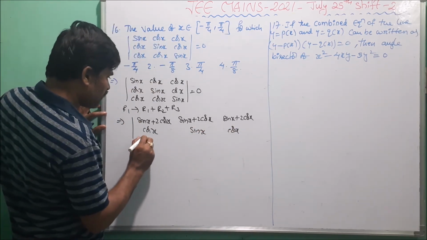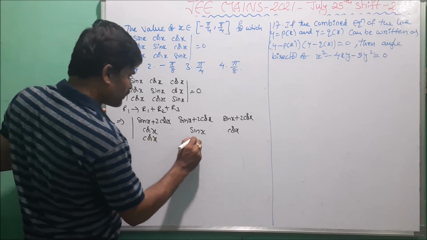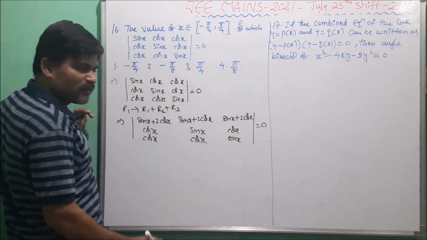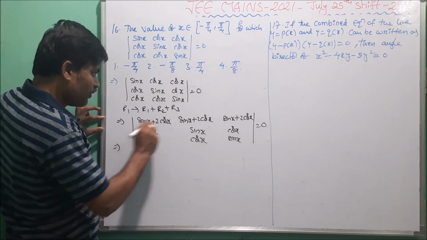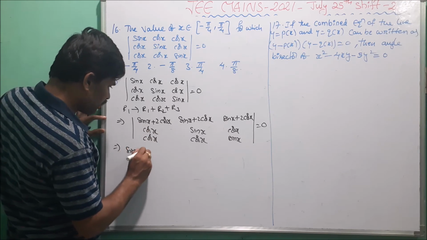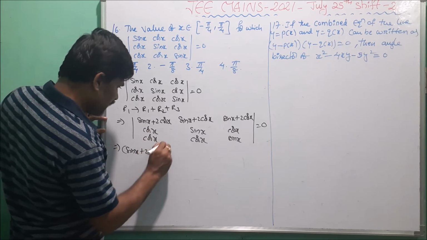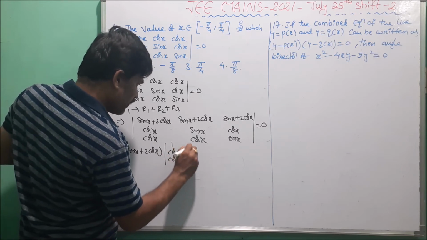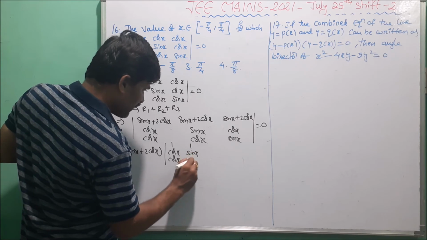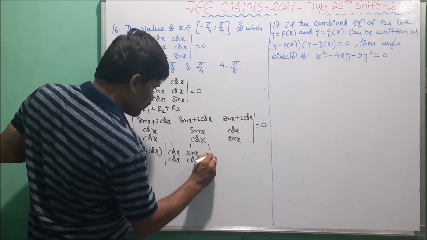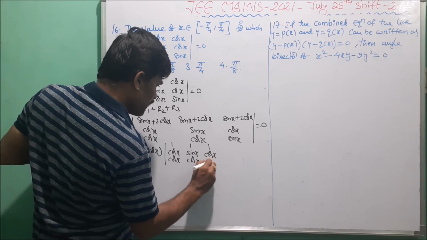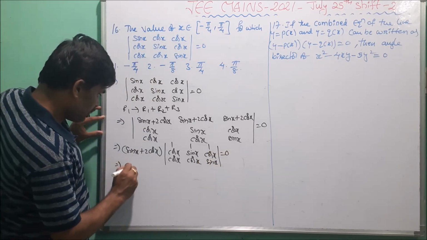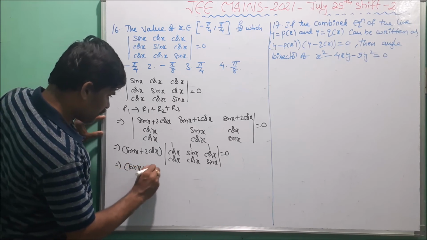Similarly, that also does not change, third row cos x, sin x. That value will be equal to 0. Now from this one we take common sin x plus 2 cos x, then we write 1 cos x, 1 sin x, cos x, 1 cos x, sin x. Using column operations, we write sin x plus 2 cos x.